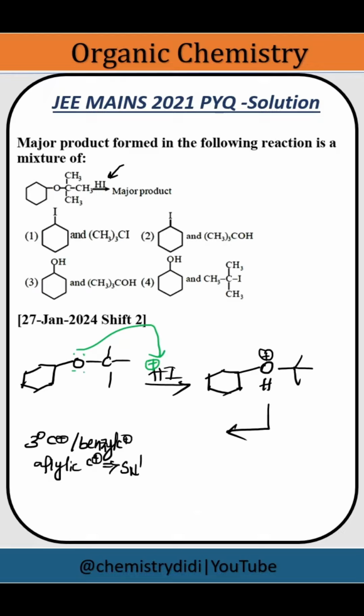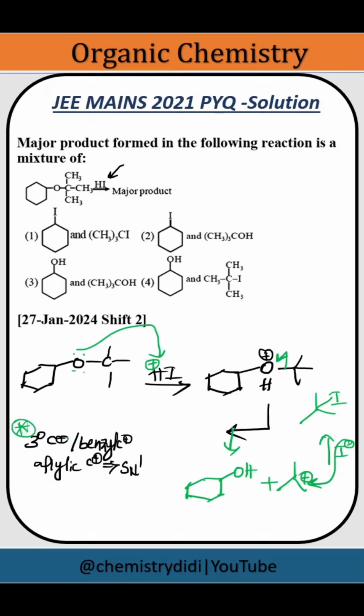So here, this bond shifts towards here and it will form a tertiary carbocation. We'll get OH over here and it will form this tertiary carbocation. And then after this, I negative will attack on this tertiary carbocation and we'll get this product. Okay, I hope you have understood. This is the main thing over here.